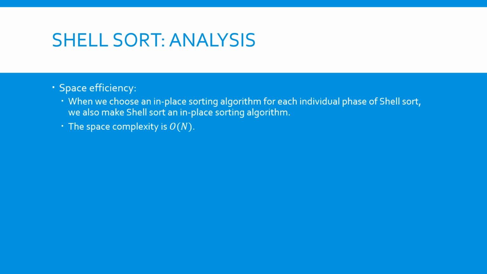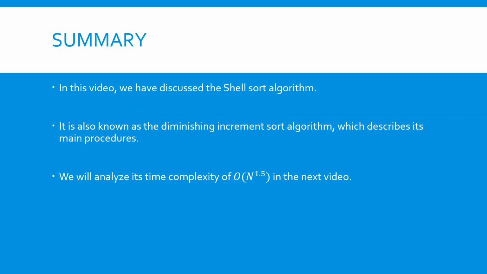Finally, for the space complexity, as we adopt insertion sort in all sorting phases, shell sort is also an in-place sorting algorithm. In summary, we present the shell sort algorithm in this video. It is also known as the diminishing increment sort algorithm, which precisely describes its procedure. In the next video, we will present a detailed analysis of its time complexity.